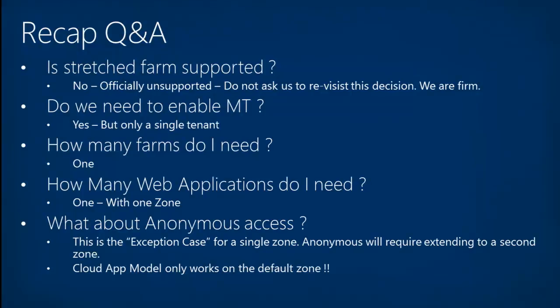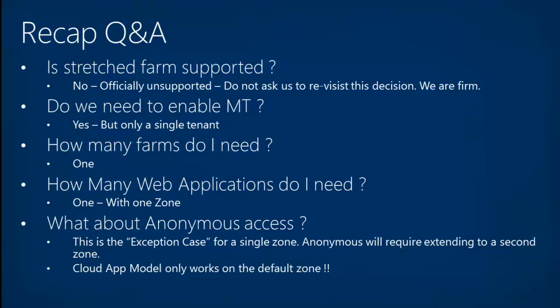So again, how many farms do we need? One. Perfect. With everything over there, services and content? Everything. The farm is the primary farm, right? That's right, primary farm. How many web applications? One. How many zones? One zone. And what about anonymous? That's the exception case.